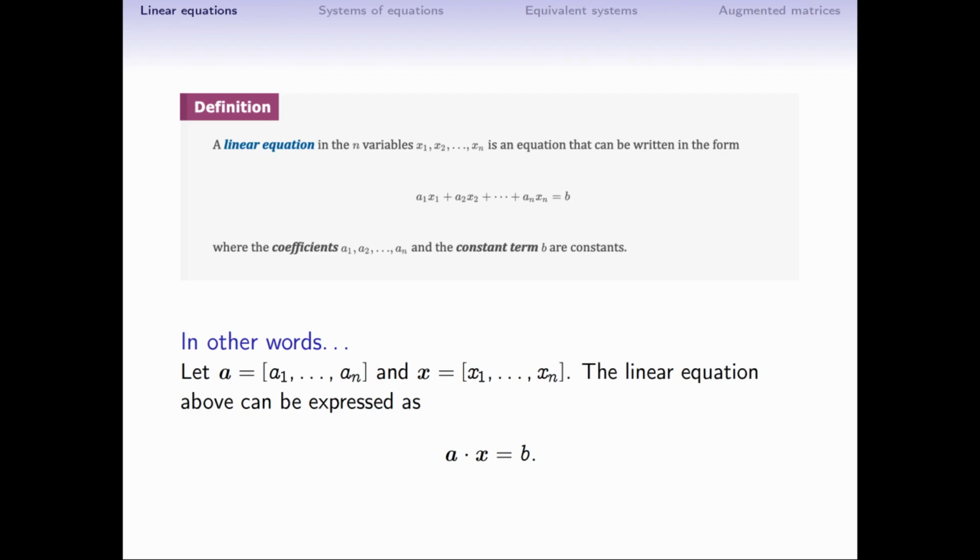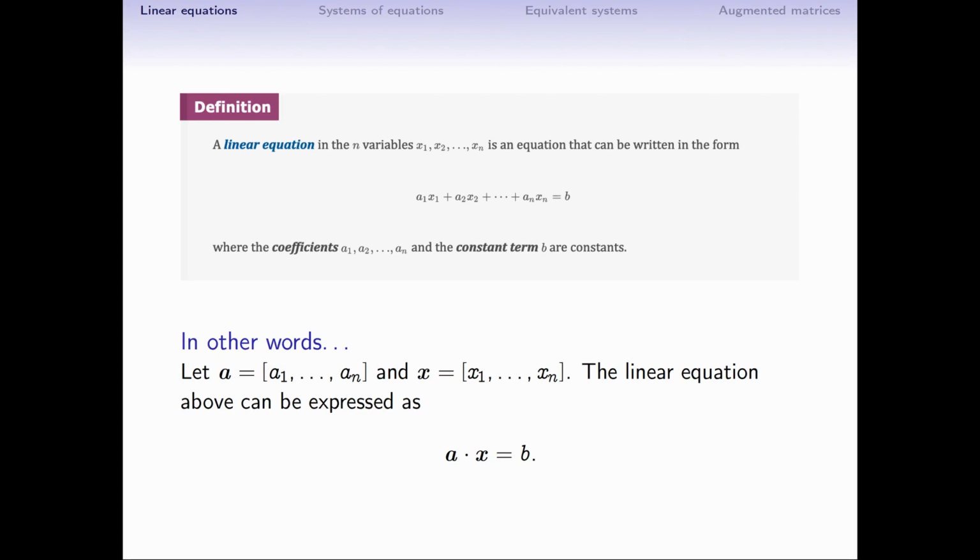So think of those as some numbers that have been expressed. In other words, another way to think about this is that if I take all the coefficients and put them into a vector of length n, and I take my unknowns x1 through xn and put them into a vector of length n, we can think of a linear equation as being expressed as a dot x equals b. So in other words, this left-hand side here can be expressed as the dot product of a vector of coefficients and the vector of unknowns. And so this will be our conception of a linear equation.